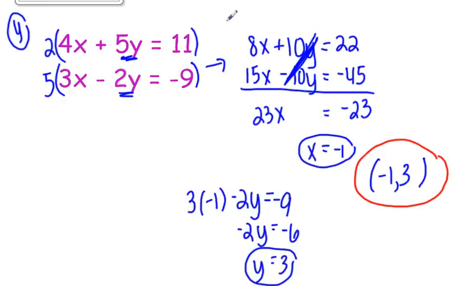You may have even chosen other ways to go about solving this system. As long as you get the ordered pair -1, +3 at the end, then you've done it correctly.